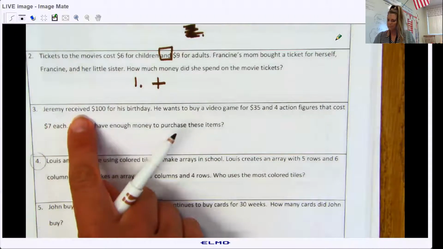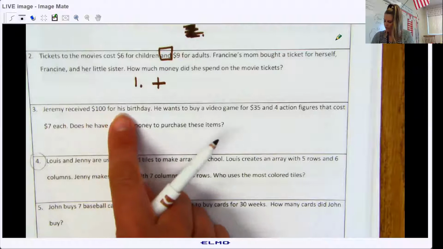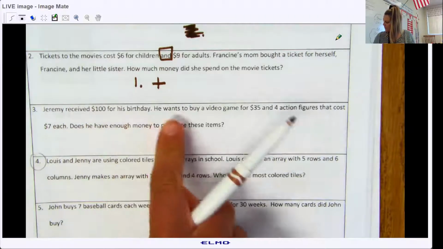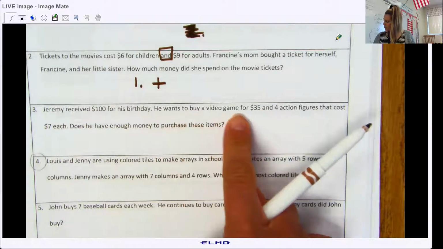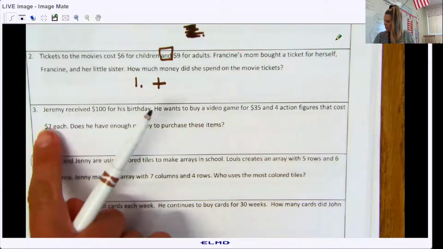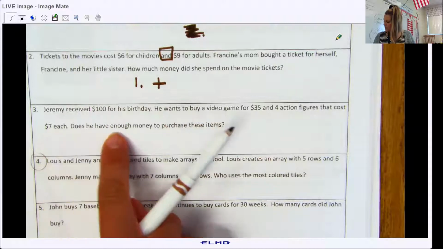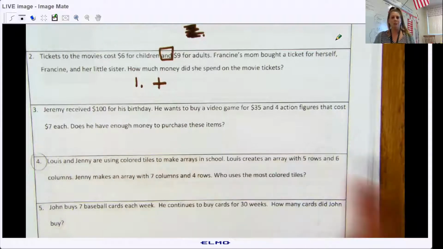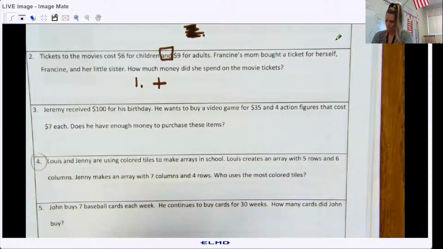Number 3. Jeremy received $100 for his birthday. He wants to buy a video game for $35 and 4 action figures that cost $7 each. Does he have enough money to purchase these items? Ooh, this is a tricky one. Think about that. How many steps are there? There are 2 steps.